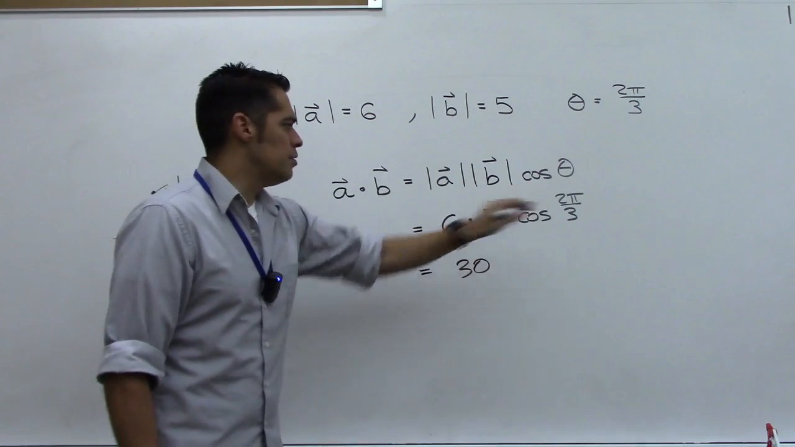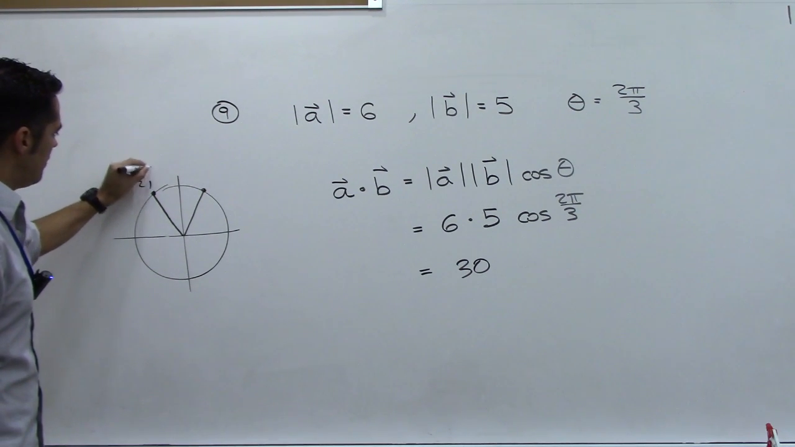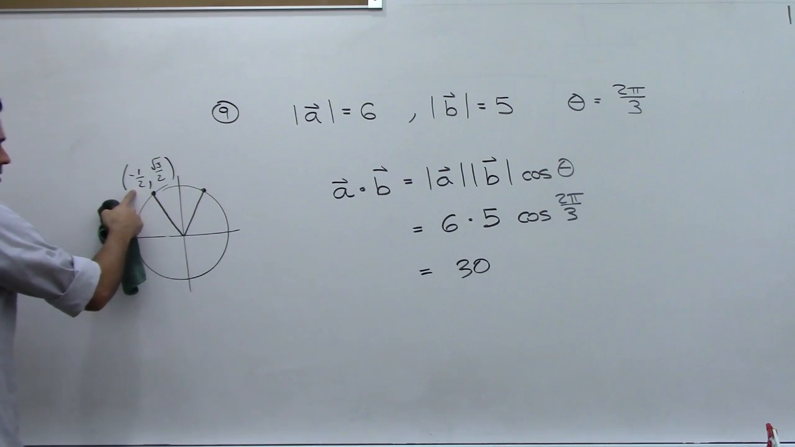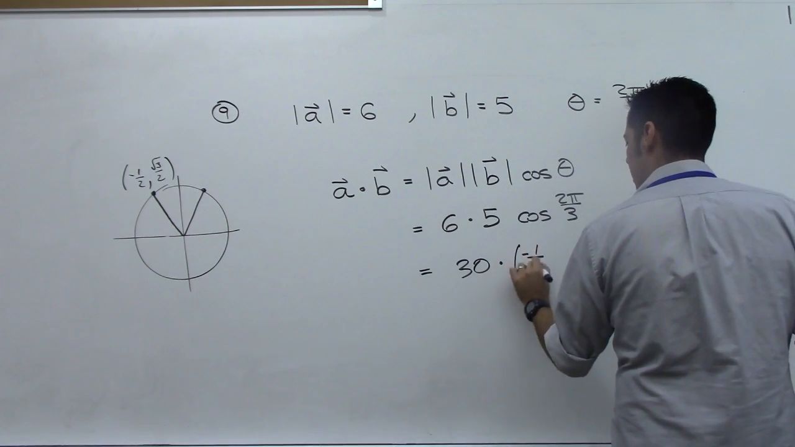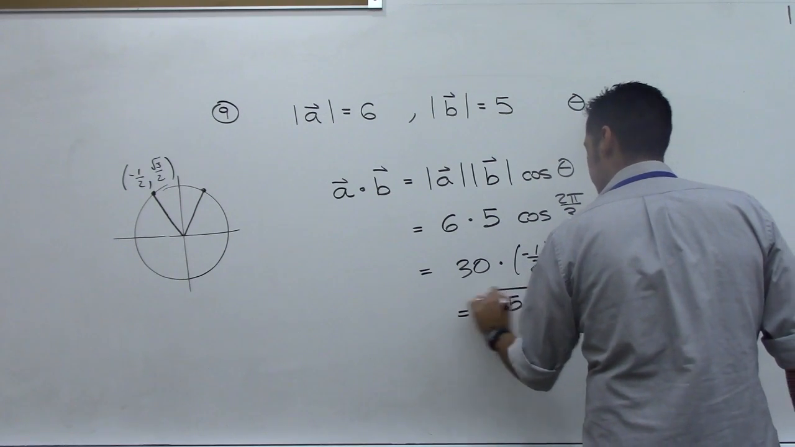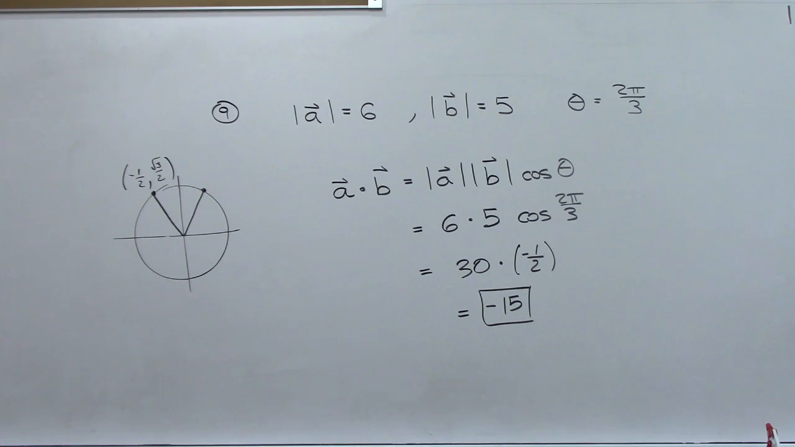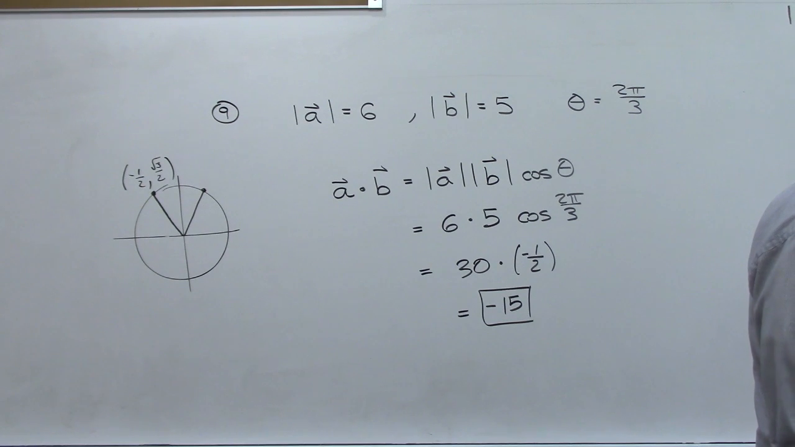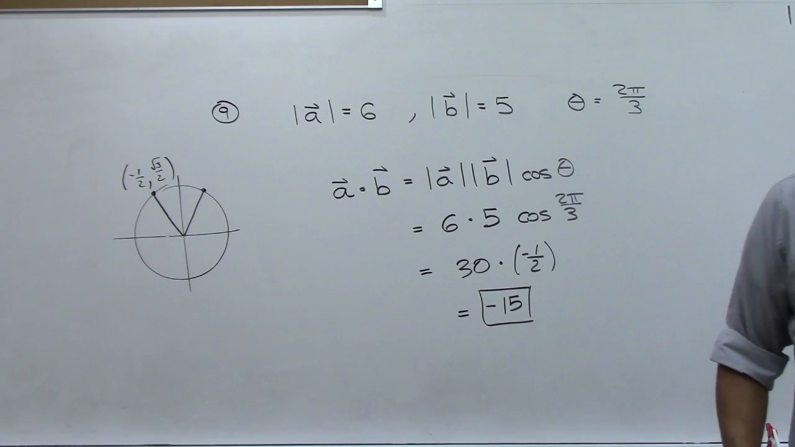And when you say cosine of 2 pi over 3, you're looking for the x-coordinate here. The x-coordinate there is -1/2. Remember, the y-coordinate's root 3 over 2. So we're going to use -1/2. So it's this times -1/2, which is going to be -15. And that was number 9. Number 10 is done the same way, except that the angle is 45 degrees, so I'll let you mess with that one.